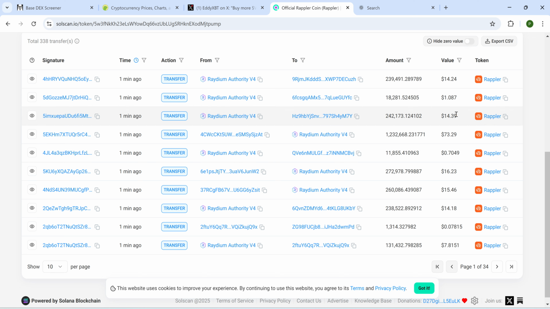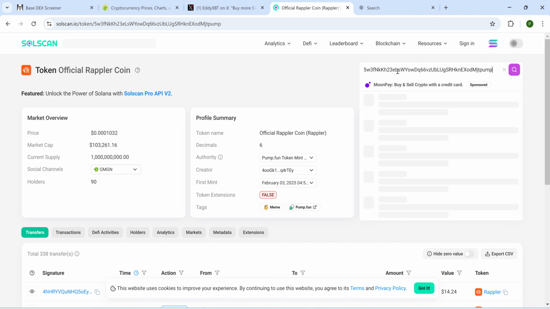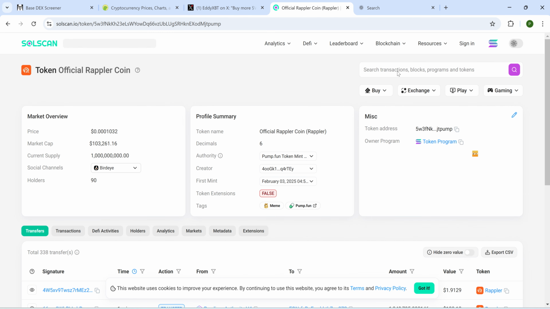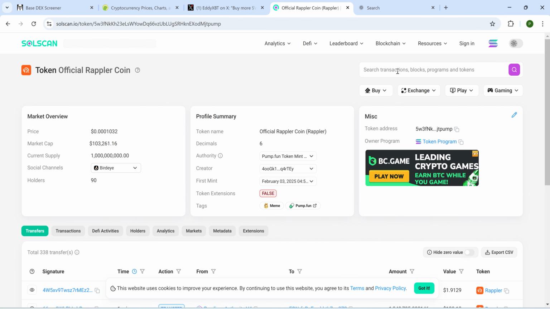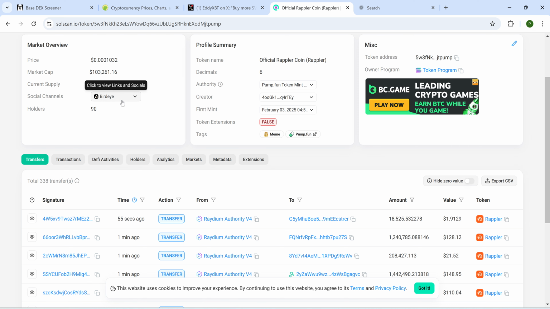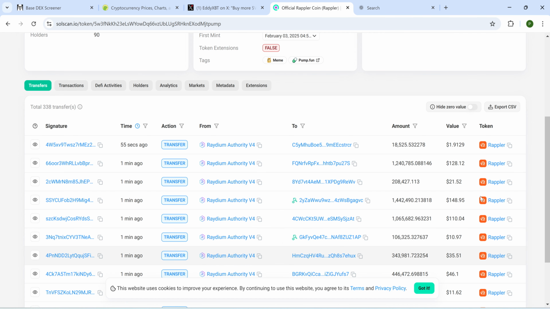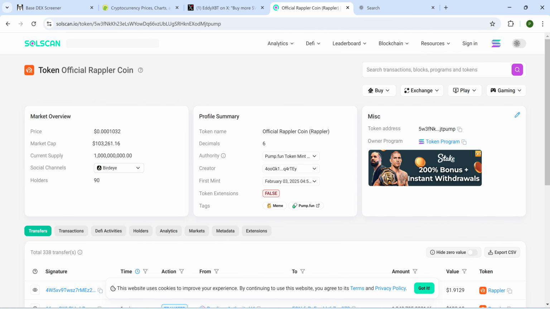So if you look at, okay, this is Rappler, so token Rappler, you can copy the CA and check it out on one of the places you use for your transactions. So when you get to the token, you see it's on Meme and Pump Fun. For social channels, you have Birdeye, and it's on 103,000 market cap. So here people are buying for as high as $128. You can do your research, do your due diligence before aping into this token.